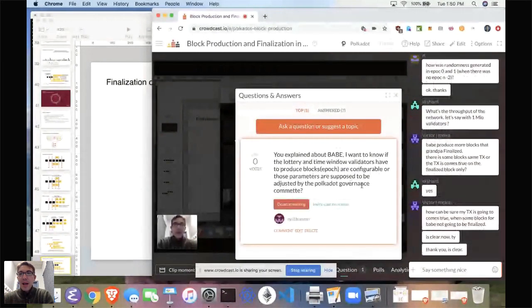All right, someone asked about Babe. I want to know if the lottery and time window validators have to produce blocks are configurable, or are those supposed to be adjusted by the Polkadot governance committee? So it's interesting because the answer is both, right? Because the only powers really that the governance committee has, as we've already seen on Kusama, once it transitions to proof of stake, the ways to modify the chain are through the standard governance window.